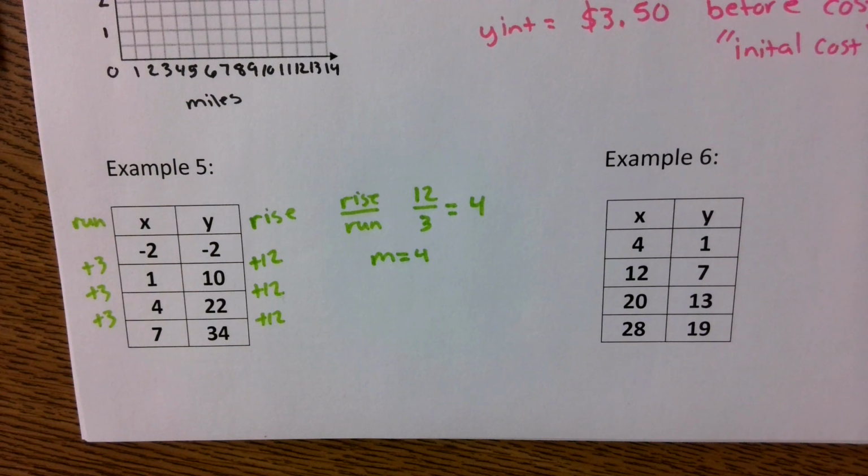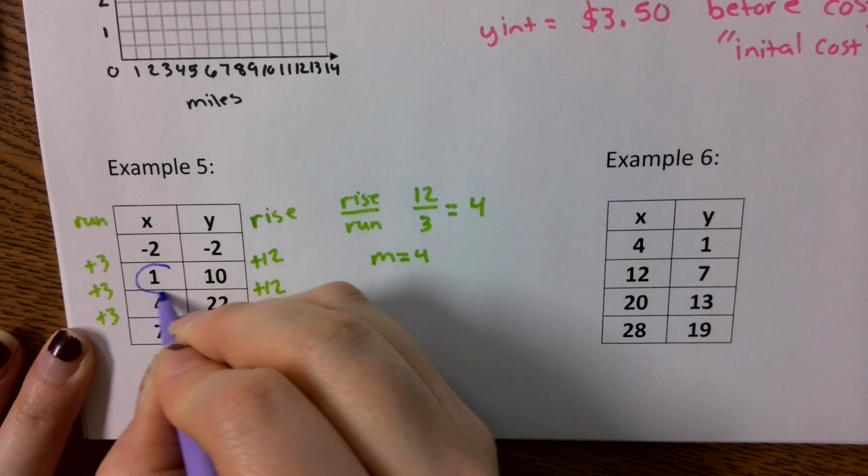Now, to find your intercept, you just have to plug in a point. Does it matter which point? No, it doesn't matter which point. My suggestion to you, stay away from your negatives. Sometimes you guys mess up with the negatives. So I wouldn't probably choose -2, but if you chose that, that's fine. Choose any point. I'm going to go with the 1 and the 10.